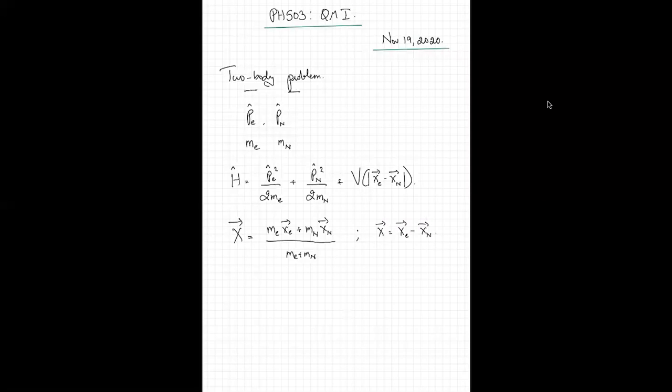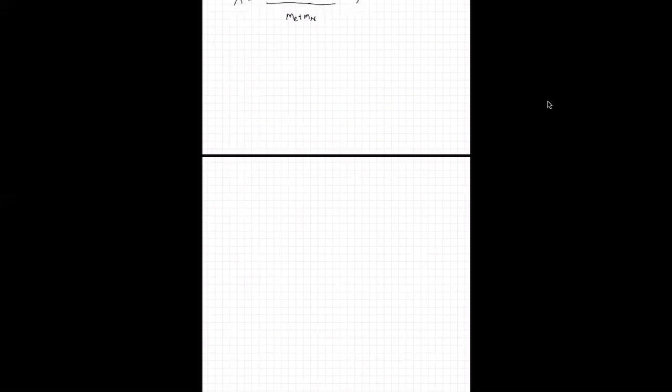Now, why do you want to do that? Well, the hope is that this simplifies the problem, because the potential is a function of the difference between the electron and the nucleon coordinates, right? So if I introduce a new set of coordinates which explicitly depends only on the difference between the electron and nucleon coordinates, then the potential would only be a function of little x and not a function of capital X. And this will simplify the problem, as you will see in just a second.